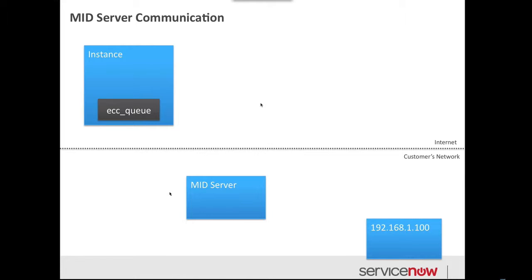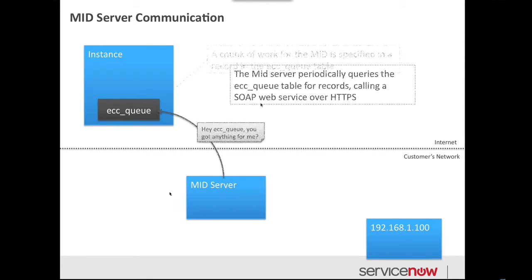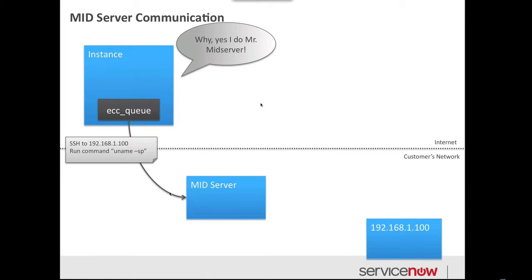So you've got your instance on the upper left-hand corner, and you have your ECC queue table on the instance. The very first thing is you have a chunk of work for the MID server that's specified in the ECC queue. Then every 15 seconds, the MID server is going to come in, make a SOAP request to the instance and say, hey, do you have anything for me? So the instance says, I do have something for you, and I want you to SSH to this particular IP address and run a command, in this case, say uname -sp.